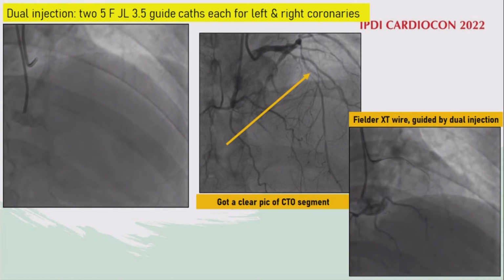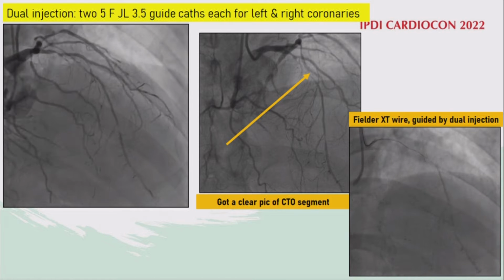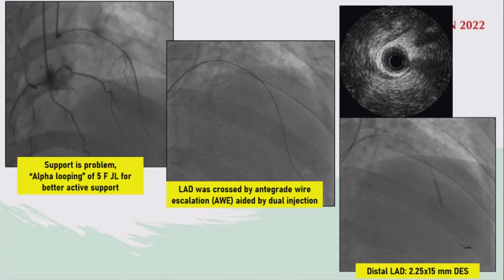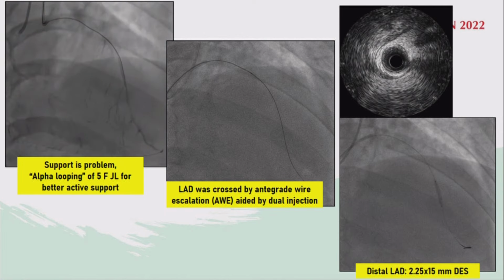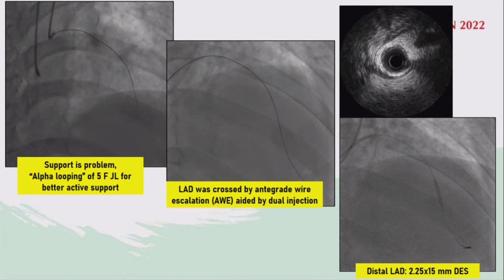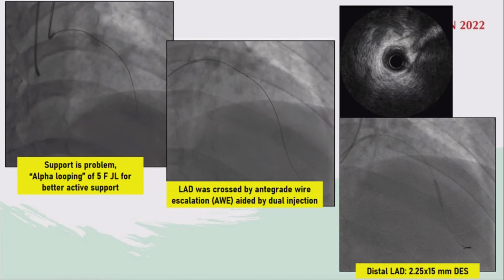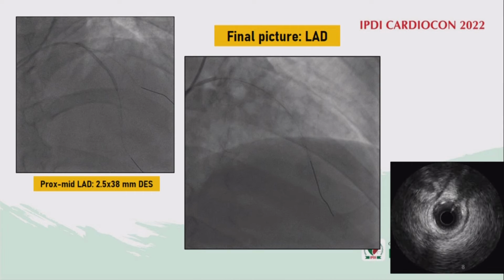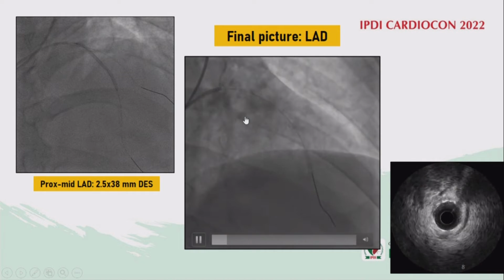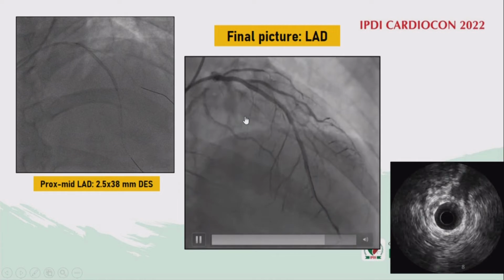So once we had a clearer picture, we proceeded for a CTO wiring with a Fielder XT guide wire, guided once again by dual injection. And the problem with slender approach is support. So in order to enhance active support, there was alpha looping, as you can see in the middle panel, and the LAD was then crossed by antegrade wire escalation, aided by dual injection. We took an IVUS catheter down and sized it, stented the distal LAD, then stented the proximal to mid-LAD with a 2.5 by 38 millimeter drug-eluting stent with a satisfactory angiographic result.